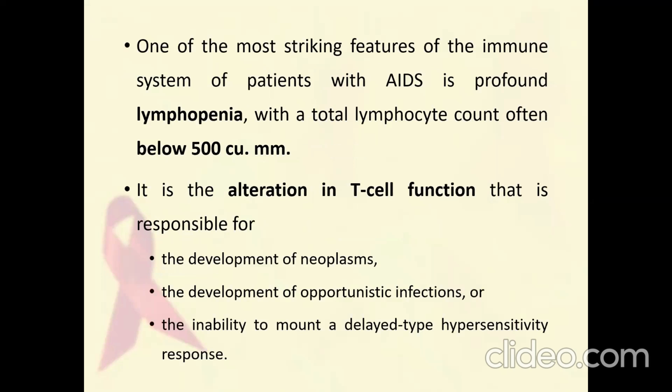And one of the most striking features of the immune system of patients with AIDS is profound lymphopenia. That is, the total lymphocyte count is below 500 per cubic mm. So it is the alteration in T cell function that is responsible for development of neoplasms, development of opportunistic infections, and the inability to mount a delayed type of hypersensitivity response.